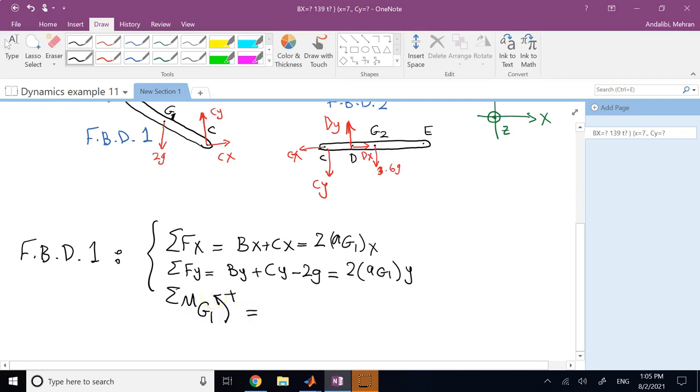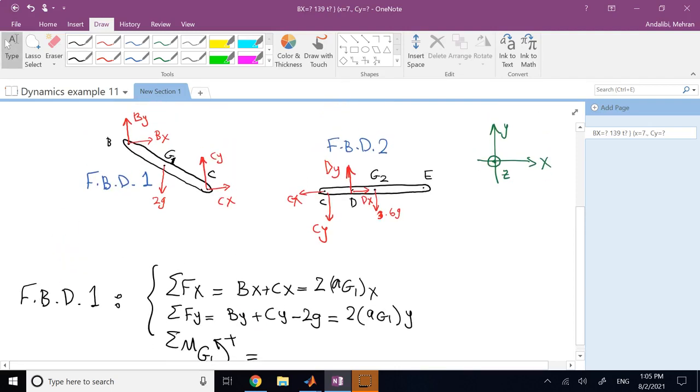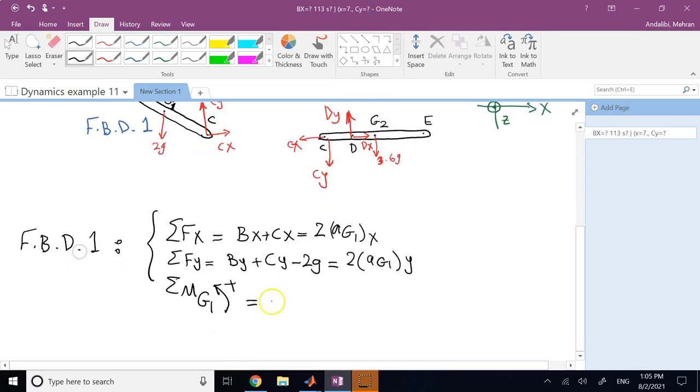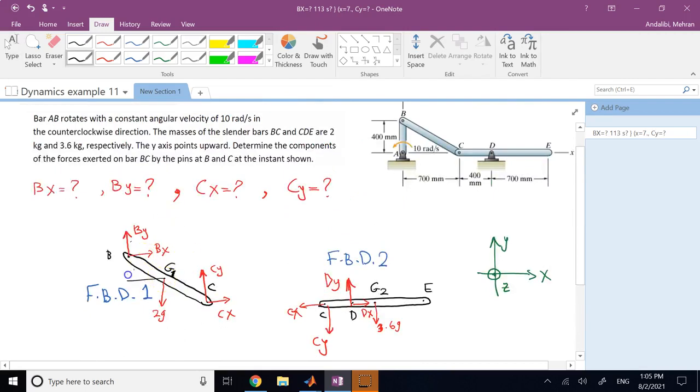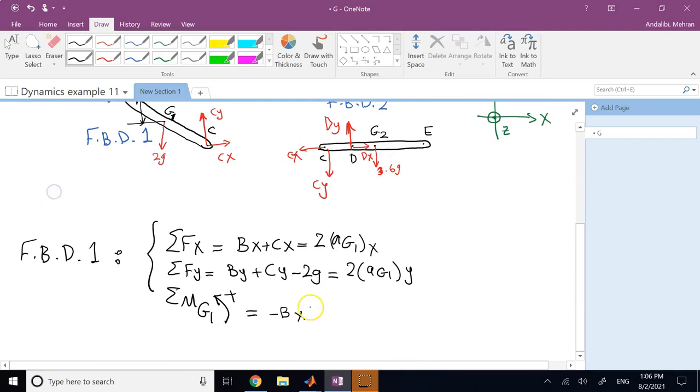Why? Because z is counterclockwise here, rotation z. That is going to be, if you look here, the moments of Bx, By are both clockwise, and Cx and Cy are both counterclockwise. So it's going to be negative Bx times the distance from Bx to G1, which is this distance here. And if we look at it, since point G1 is in the middle, it's going to be half of that 400, so it's going to be 200. And if I write it in meters, it's going to be 0.2.